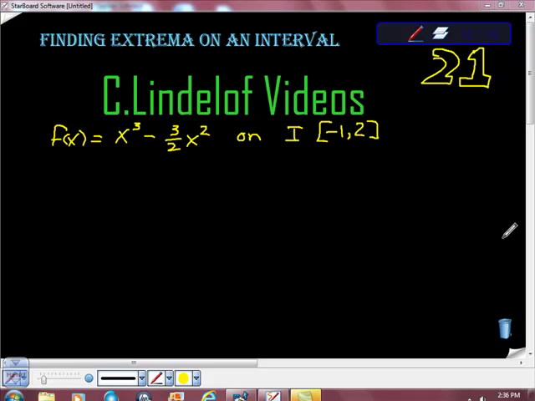All right, Mr. Lindelof videos, finding extrema on an interval. This is a pretty straightforward problem, but I thought I'd show it to you anyway because it's been requested a couple of times. So remember, when we're looking for extrema on an interval, we're looking for relative minimums and maximums.